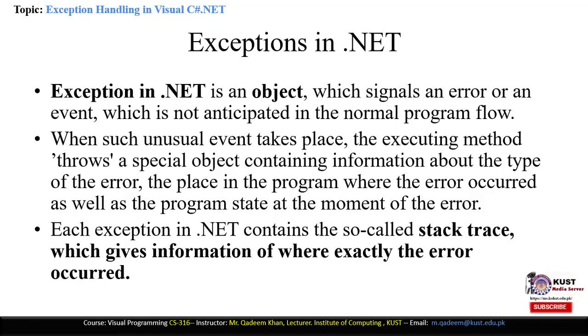So when a certain unusual event takes place, the executing method throws an object containing information about the type of error that has been encountered and the place in the program where this particular error has occurred, as well as the program state at the moment of the error. So exception handling is a special technique which identifies what the error is and where that particular error has occurred. A special message is provided for exception handling.